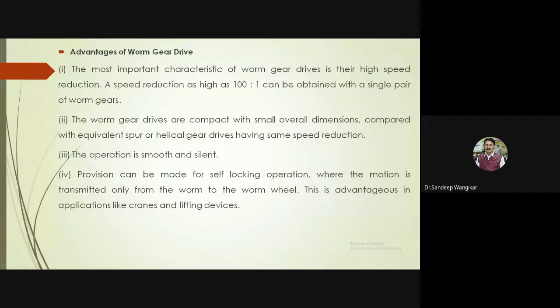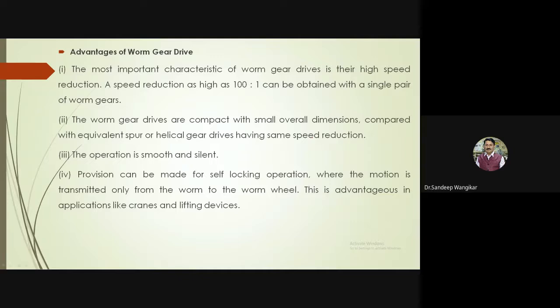Advantages. The most important characteristic of worm gear is the high speed reduction. They can transmit, as I have given, simply 100 to 1. So you can compare this with spur gear, 6 to 1 in the standardized case, and here in the standardized case 100 to 1. So very high speed reduction is there, an advantage of worm gear drive.